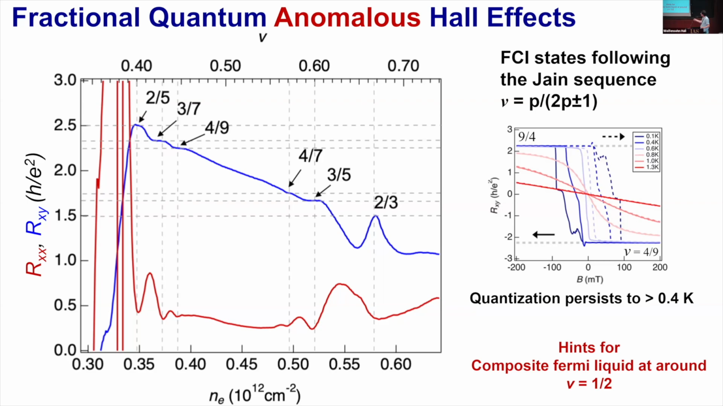All these 5 states are like that, except for 2/3. 2/3 has RxY lower than the plateau value on both sides of this little plateau. I will get back to this later. Okay, it feels like this one is somewhat special. It has some competing states nearby.